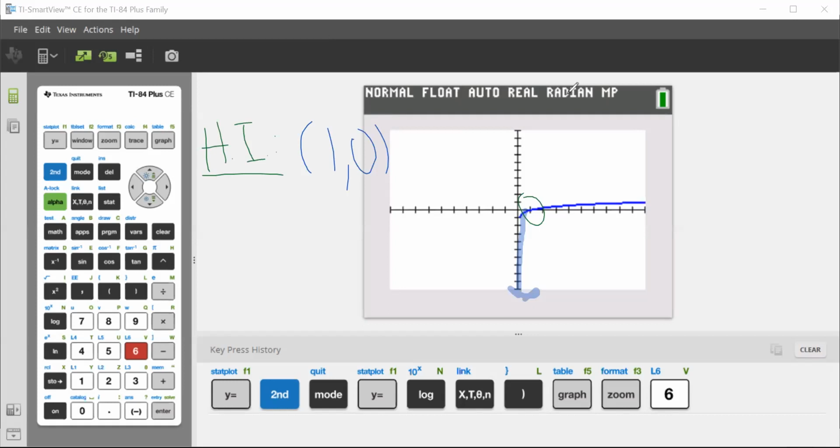For the domain here, again, it looks like we get stopped at the vertical axis, but all other input values to the right seem to be okay. So it looks like our domain here is going to start at 0 but not include 0 and go up to positive infinity.